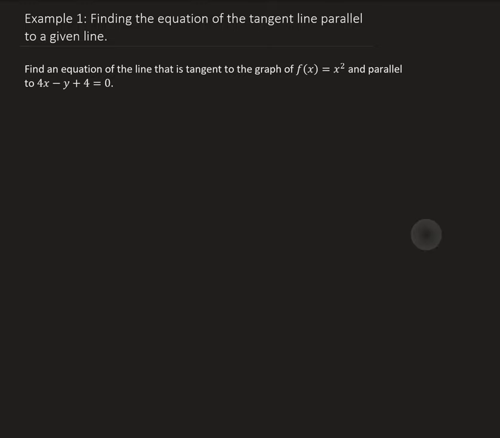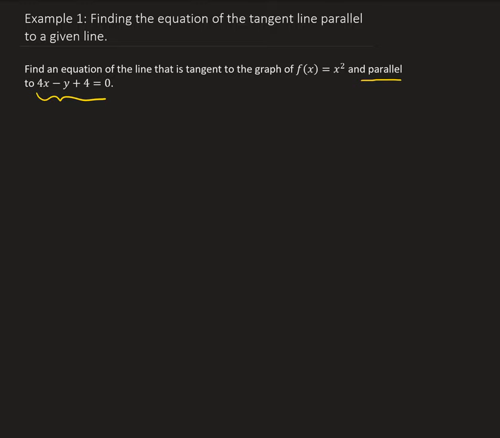So that means, if you recall, if two lines are parallel, they have the same slope. So we can get the slope of this line, and whatever the slope of this line is, that is going to be the slope of our tangent line.